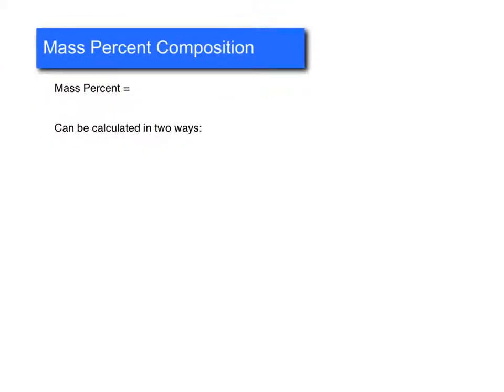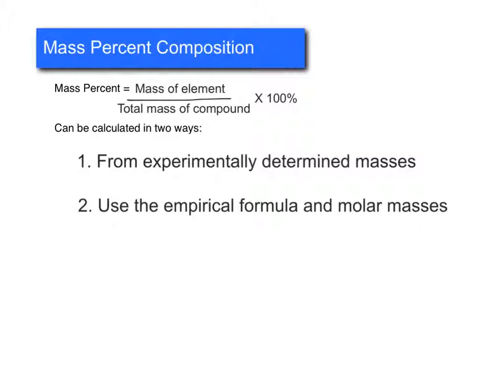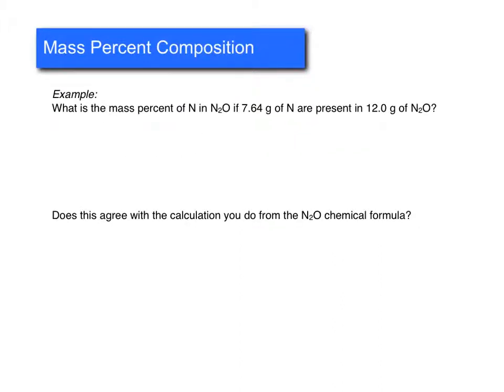Now this leads right into mass percent, which we're going to use in chemistry. Mass percent is the mass of an element divided by the total mass of the compound times 100%. Again, this is just another percentage like we calculated before, we're just using compounds now. We can calculate this in 2 different ways. The first way is if we're given experimental data: a problem tells us that there are X grams of nitrogen and X grams of compound, and we just plug those 2 numbers into the equation above. The other way is using the empirical formula, and we're going to go through an example of both.